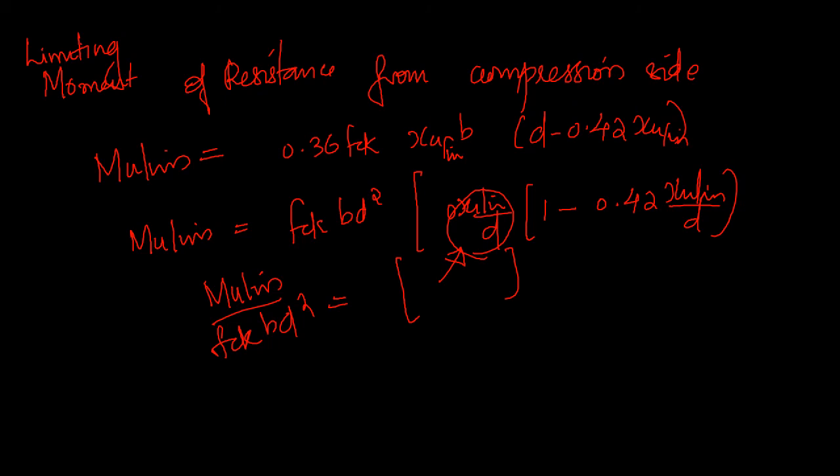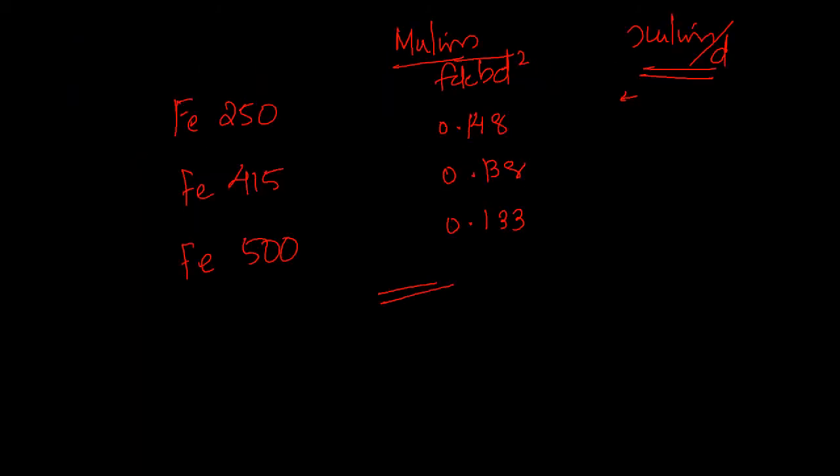Taking this d common outside, then here xu limit by d comes. Then again taking Mu limit to the other side, Mu limit by fck b d square, we obtain the other equation. We have standard values for xu limit by d, right? When we substitute those standard values, we get a standard set of values for Mu limit. We are substituting the values of xu limit by d.